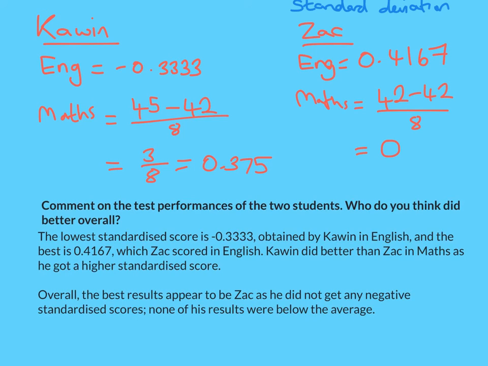So with standardised scores, we're comparing two sets of data and we're looking at proportionally how many standard deviations these results are above the average result.